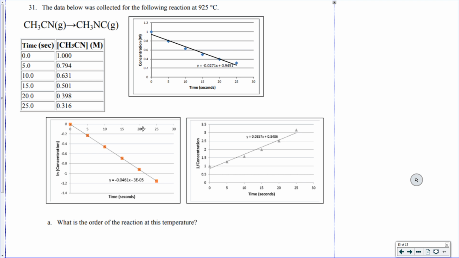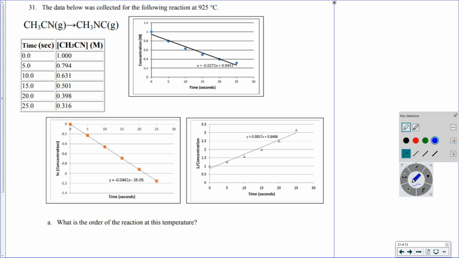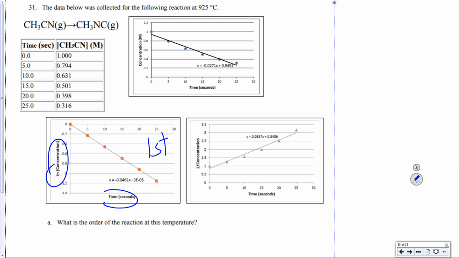Okay, so the question asks a couple of different things. It asks what is the order of the reaction, and the fact that this is the one that's linear tells me that it's a first order reaction. If this is the one that was linear, it would be zero. If this were the one that was linear, it would be second. But this is the one that's linear, so it's first order. So what's the order? It's first. So first order with respect to the reactant, which is this guy.